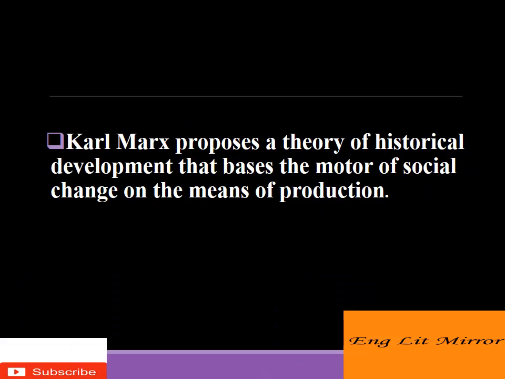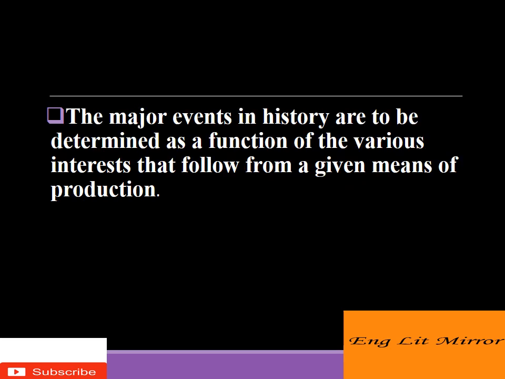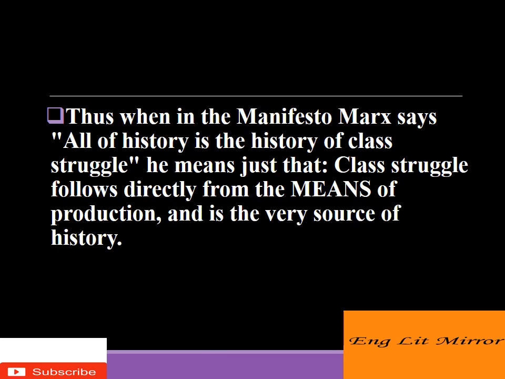Karl Marx proposes a theory of historical development that bases the motor of social change on the means of production. The major events in history are to be determined as a function of the various interests that follow from a given means of production. Thus, when in the Manifesto Marx says all of history is the history of class struggle, he means just that: class struggle follows directly from the means of production and is the very source of history.